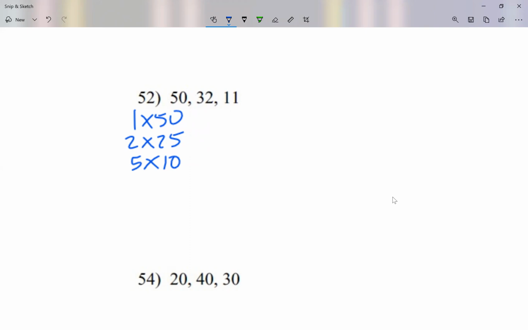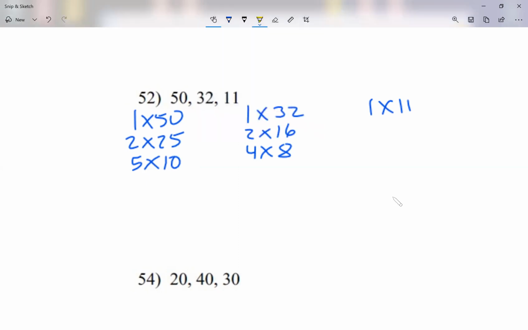Then let me find the factors of 32. 1 times 32. 2 times 16. 3 is not a good factor, but let's say 4 times 8. 5, 6, 7 are not good. Now the factors of 11. 1 times 11. That's it. Now let me find, I see 1 is a common factor.